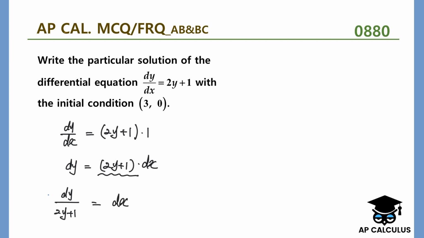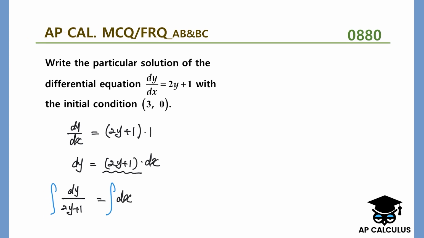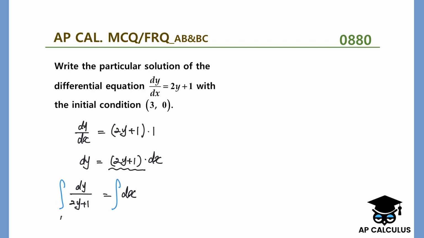Now we're going to integrate each side. The antiderivative of 1 over 2y plus 1 on the left hand side is 1/2 times natural log of 2y plus 1, right? On the right hand side, that's going to be x plus c, right?